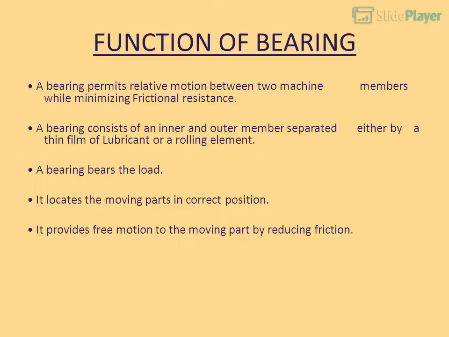Width. Function of bearing. A bearing permits relative motion between two machine members while minimizing frictional resistance. A bearing consists of an inner and outer member separated either by a thin film of lubricant or a rolling element. A bearing bears the load. It locates the moving parts in the correct position. It provides free motion to the moving part by reducing friction.